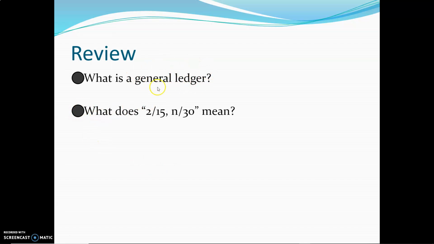What exactly is a general ledger? And can you recall what exactly these two things mean, 2/15 and N/30? Pause the video and see if you can answer.